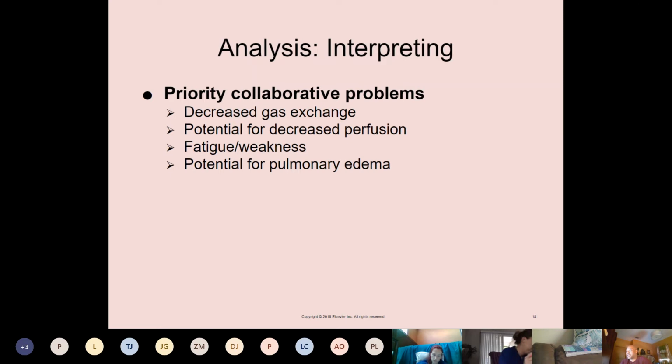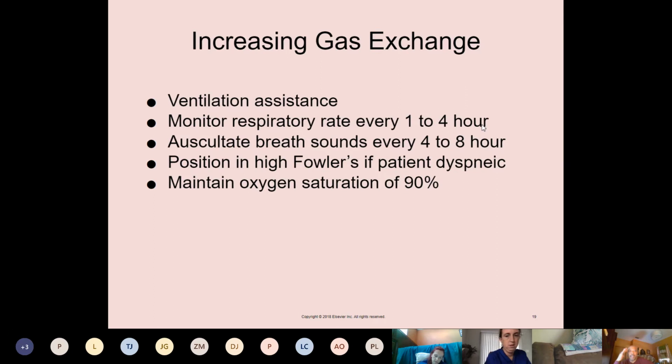Now, let's see, all right, so here we talk about ventilation assistance as far as increasing gas exchange, monitoring respirations, auscultating breath sounds. We want to place these patients in high Fowler's position. It makes it easier for them to breathe, especially when they're short of breath. And we want to maintain an oxygen saturation of greater than 90% in these patients.